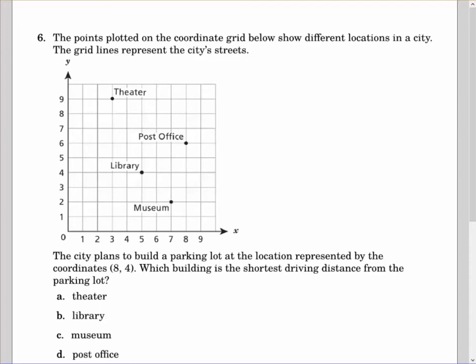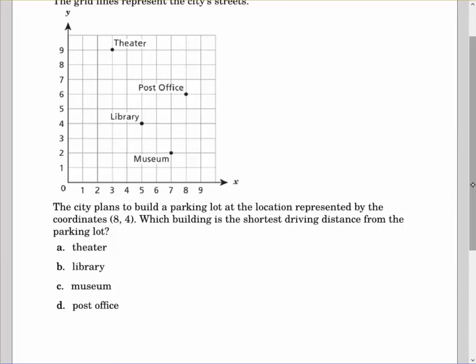Number 6, the points plotted on the coordinate plane, we need more alliteration in our lives. The points plotted on the coordinate grid below shows different locations in a city. The grid lines represent the city's streets. So we have the theater, the post office, the library, and the museum. And it says the city plans to build a parking lot at the location represented by the coordinates 8, 4. Which building is the shortest driving distance from the parking lot?